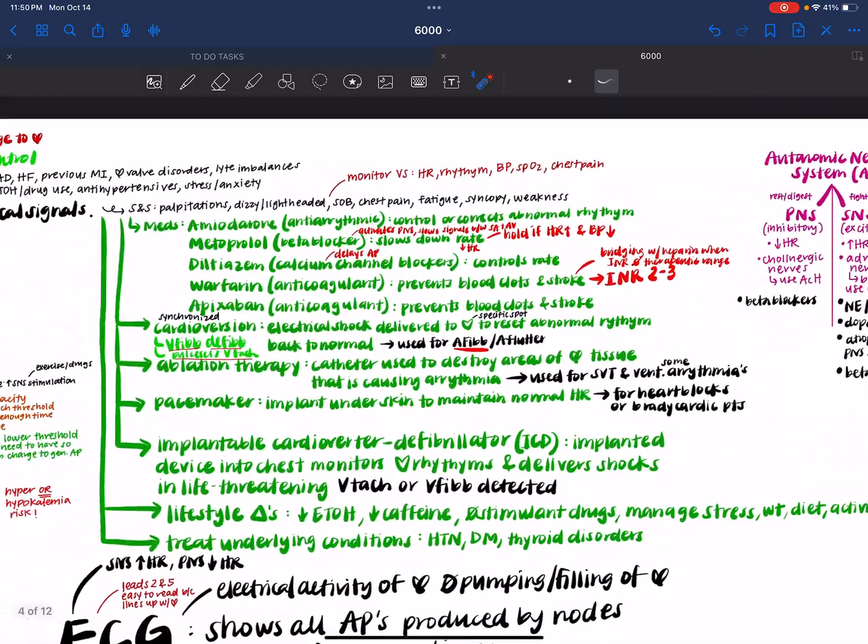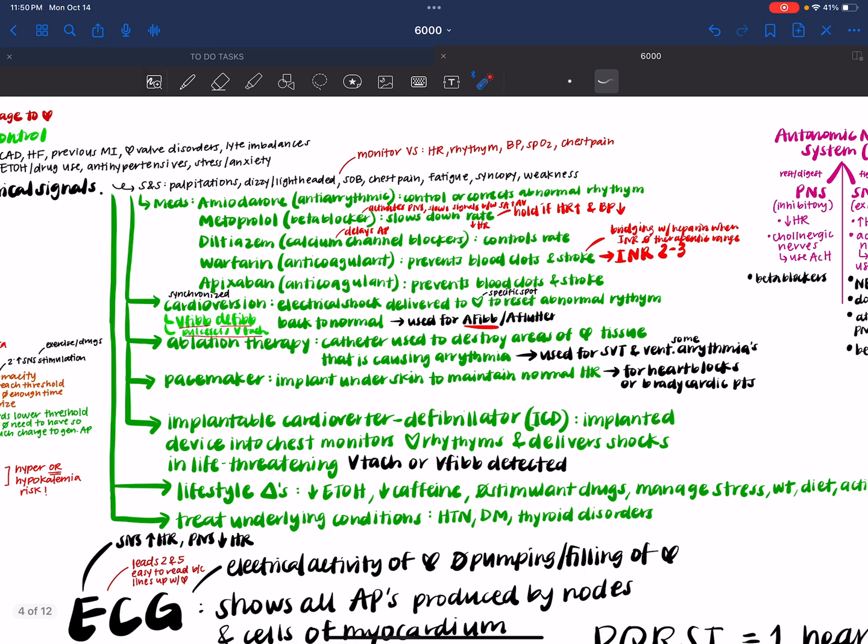Meds in general, good to know. Amiodarone is an antiarrhythmic that corrects abnormal rhythm. Metoprolol is a beta blocker, it activates the PNS basically. It is an antagonist and slows the signals between SA and AV, slows down heart rate and contractility, and prevents renin release. Hold if heart rate is low or blood pressure is too low. Even if it's a good heart rate, you have to check the blood pressure too. Diltiazem is a calcium channel blocker. It delays action potentials and controls the rate.